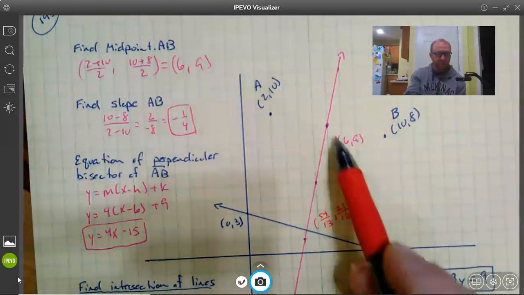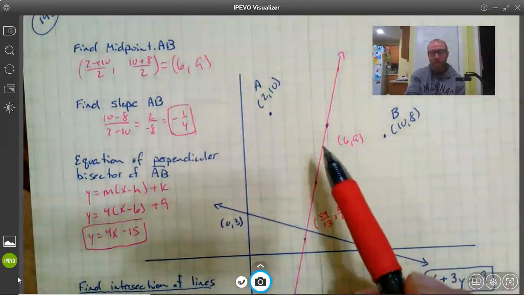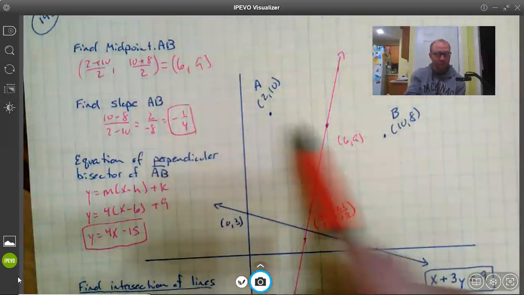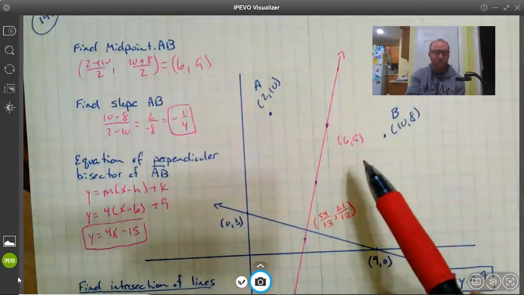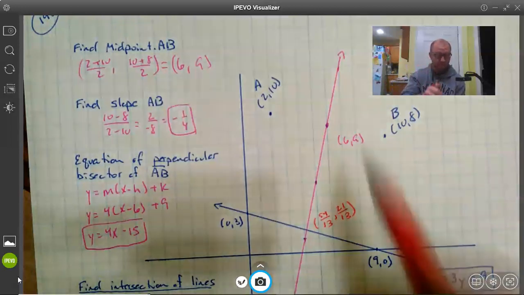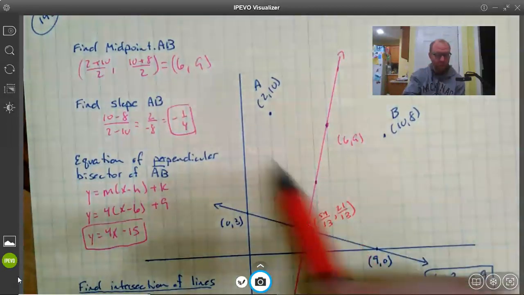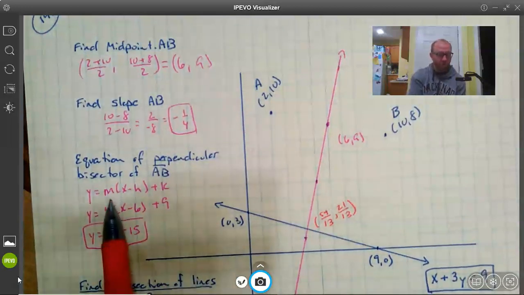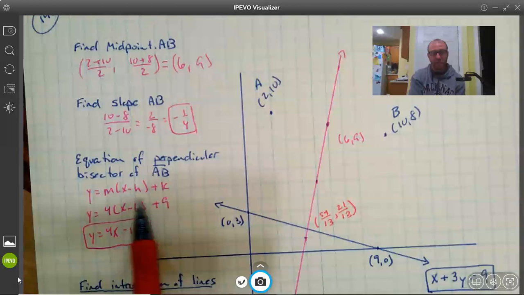To do this, we had to find the midpoint, which we could just do by eyeballing it if I didn't do the calculations, because the perpendicular bisector passes through the midpoint. Then we had to find the slope of AB, because the slope of the perpendicular bisector is the negative reciprocal. So we take that original slope, flip it upside down, and change its sign. Once I know the slope of the perpendicular bisector, and I know a point that it passes through, I write its equation in point-slope form, y equals m times x minus h plus k, where m is the slope, and h and k are the coordinates of a point that the line goes through. Notice that's minus h and plus k.